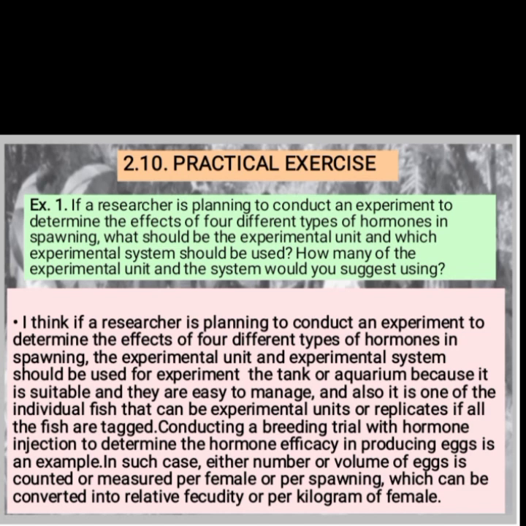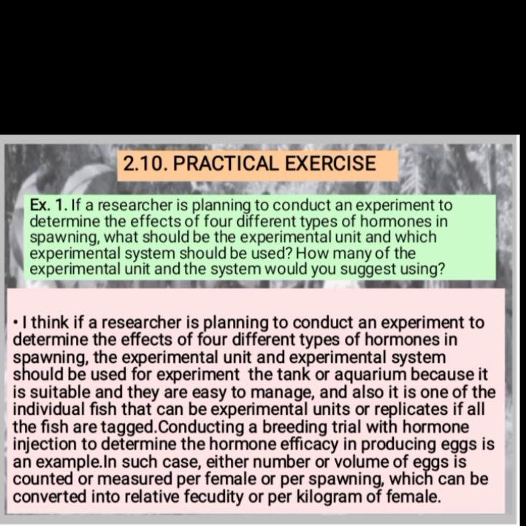Practical exercise. Example 1. If a researcher is planning to conduct an experiment to determine the effect of 4 different types of hormones in spawning, what should be the experimental unit and which experimental system should be used? How many of the experimental unit and the system would you suggest using?